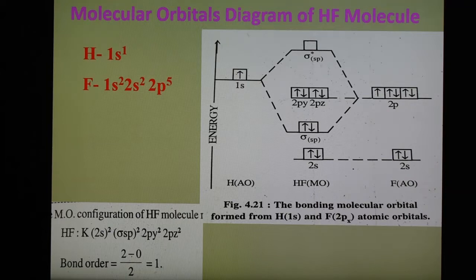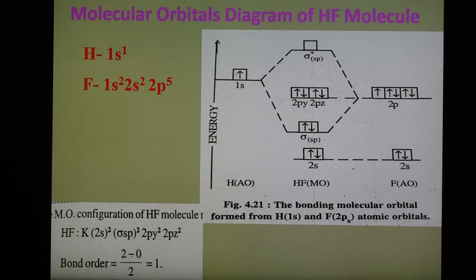So the bond order is 1, which indicates that there is a single bond between the two atoms, hydrogen and fluorine. This indicates the formation of this molecule, and between these two atoms there is a single covalent bond. So this is the HF molecule and its molecular orbital configuration, and lastly we have seen the determination of the bond order, which is found to be 1.